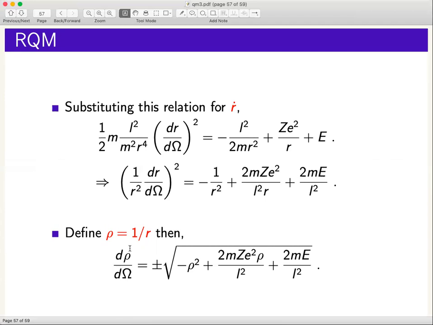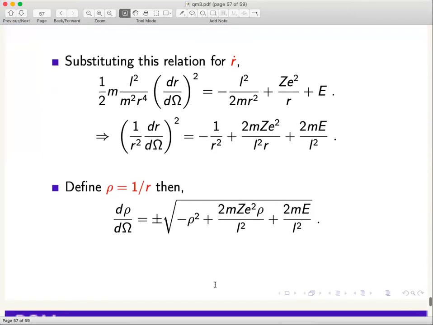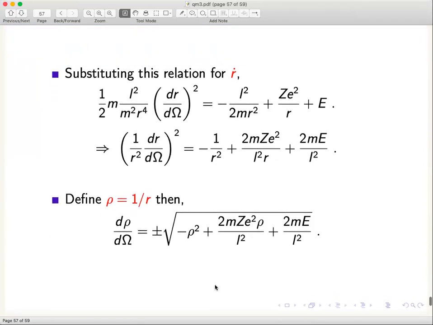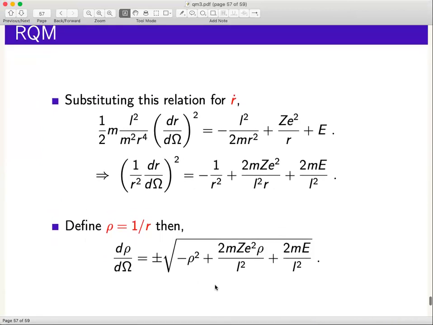Therefore d omega by d rho would be the square root of the right hand side. On the right hand side you have 1 over r squared, which is the same as rho squared, and then you have a rho here because of the 1 over r piece, and this piece is as it is. So you get a quantity which is quadratic in rho, under the square root: minus rho squared plus 2 m z e squared rho by L squared plus 2 m E by L squared. This is the kind of expression you get. So what does this give us?